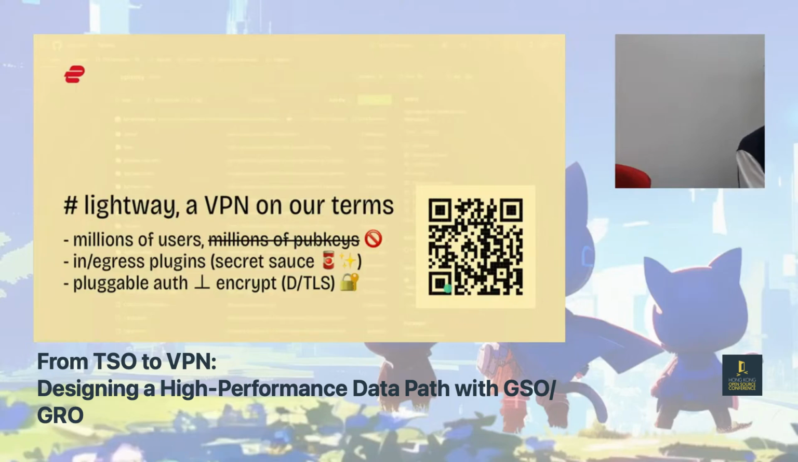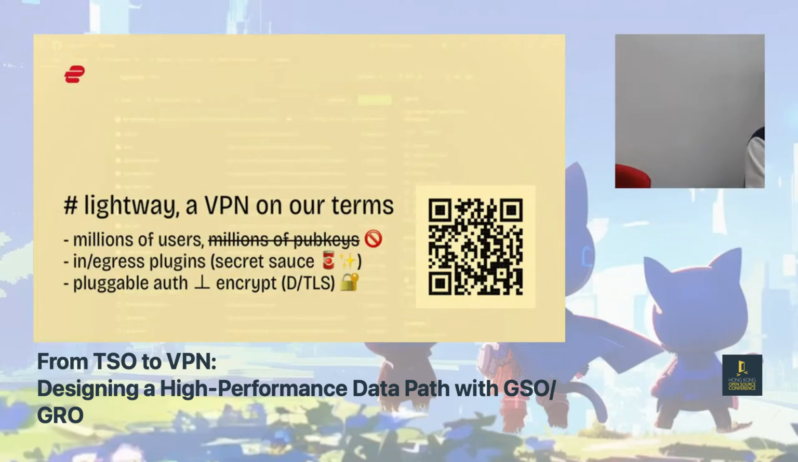This talk will focus primarily on Lightway, our VPN protocol. Unlike WireGuard, we have infrastructure needs. We have millions of users, and we absolutely do not want to manage millions of public-private key pairs. We also designed Lightway so that it has very flexible ingress and egress plugins. That is what makes it special in the first place. That means we can freely inject our secret sauce and experiment with the protocol as flexibly as we need to. And we also make the authentication pluggable.